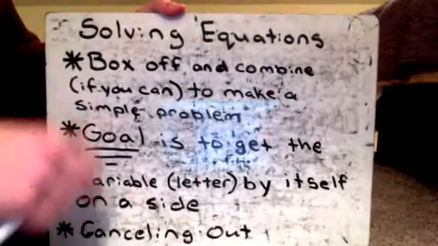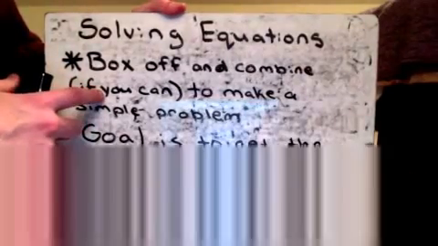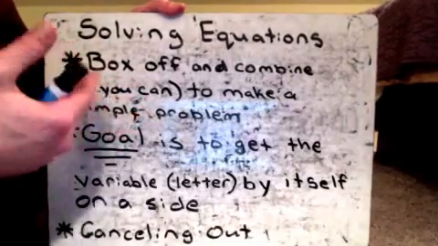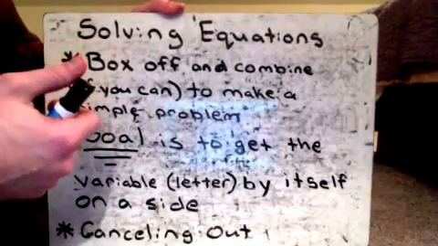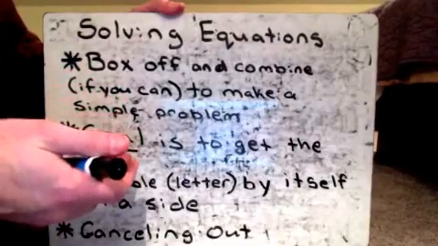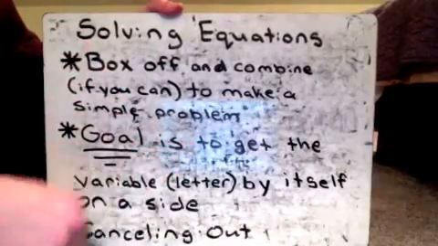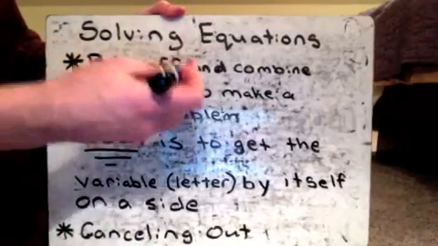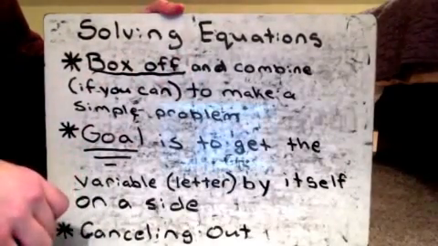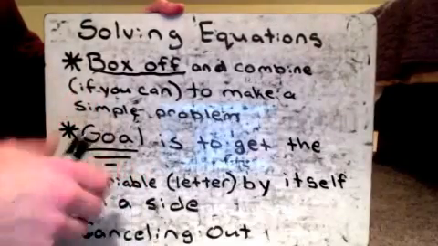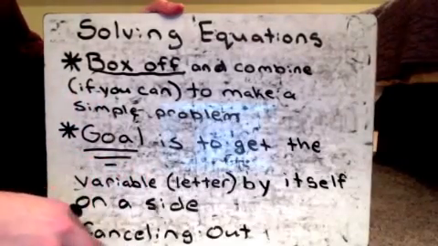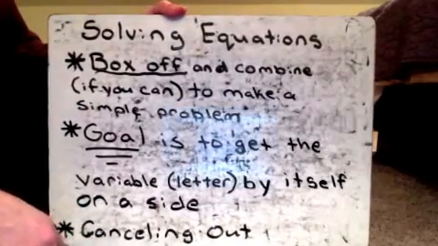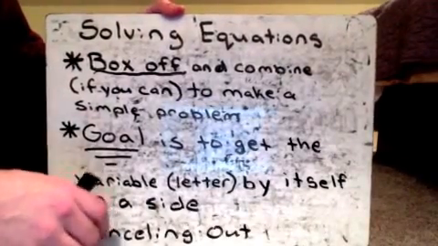First thing is, when we do this, a lot of times the problems are going to be fairly simple, so there's not going to be a lot of combining to do. But as we start getting to more difficult problems, there's going to be a lot of combining our like terms together. So this boxing off part that we've done before becomes a lot more important. If you don't do the boxing off and you don't do the combining, the problems become a lot more difficult because there's a lot more to them. Whereas if you just combine some things together, it makes the problem a lot smaller.